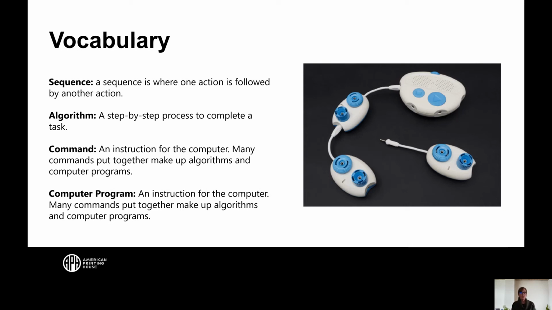Okay, our next word is algorithm. An algorithm is a step-by-step process to complete a task. Another way to look at this, it's a list. It's a list of steps to complete a task. And we do this all the time in our schools and at home.